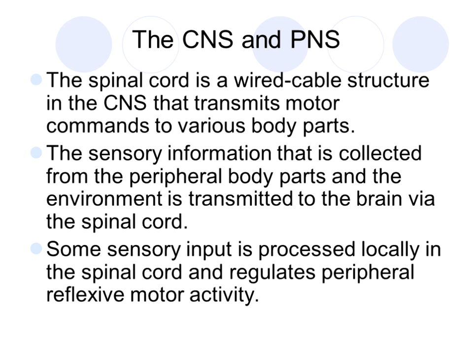Sensory information that is collected from the peripheral body parts and the environment is transmitted to the brain via the spinal cord. Some sensory input is processed locally in the spinal cord and regulates peripheral reflexive motor activity. So when we talk about the CNS, information coming into the body must first come in through the peripheral nervous system, but then it has to go into the spinal cord, which is part of the central nervous system. If it is reflexive in nature, then it's going to go right back out through the peripheral nervous system, and some type of motor response is going to happen.